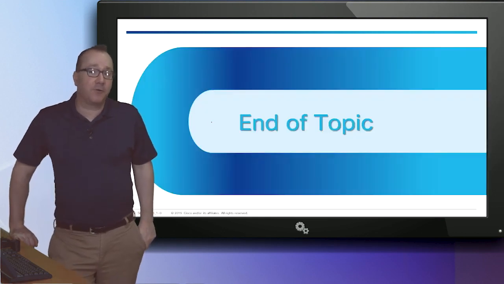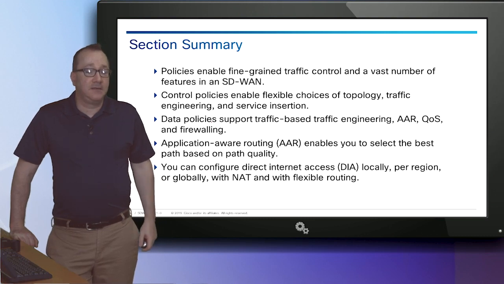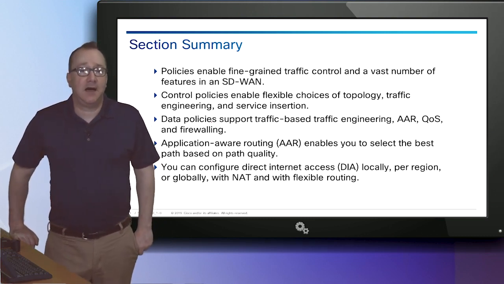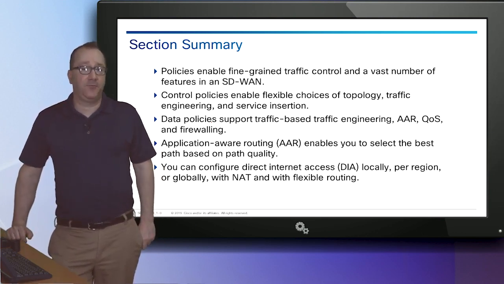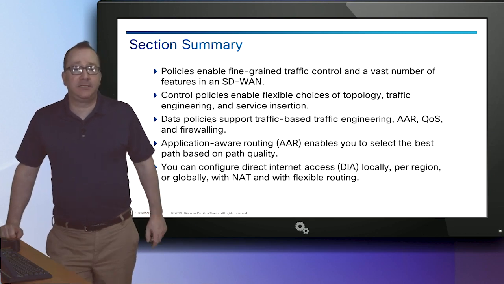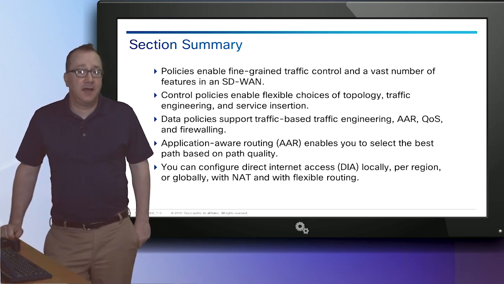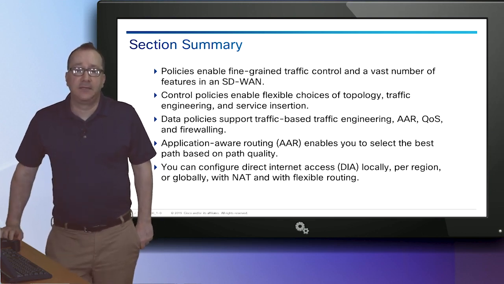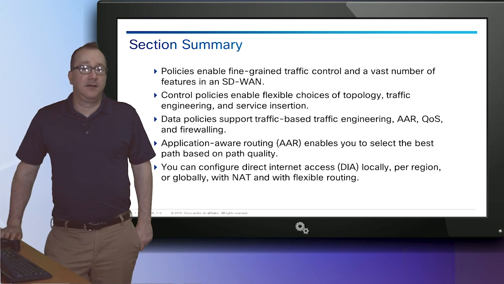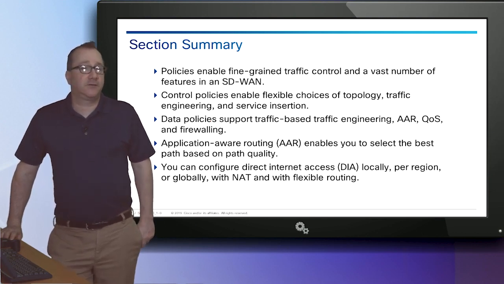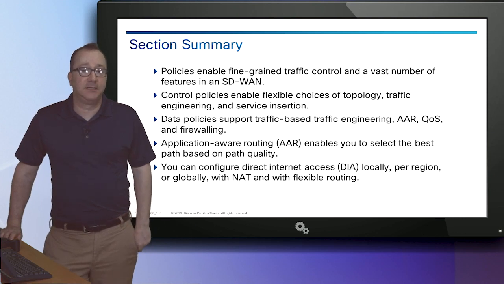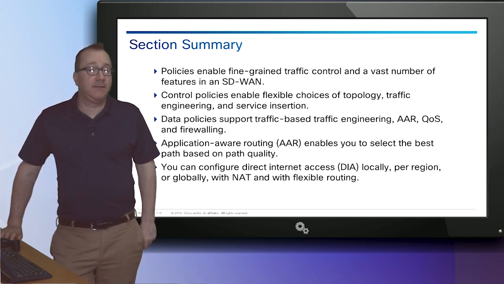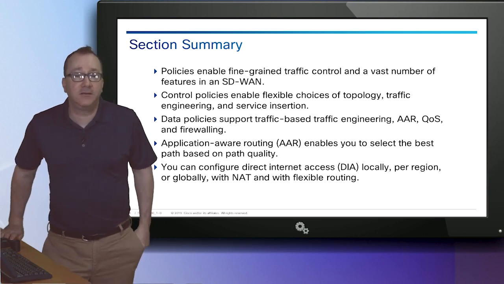And that concludes the section on network address translation. It also concludes the section on policies. Remember, policies are going to define fine-grained traffic control and a vast number of features in an SD-WAN. We can enable flexible choices of topology, traffic engineering, and service insertion. We also support traffic-based traffic engineering, policing and shaping, automatic application-aware routing, quality of service, and adding stateful or stateless firewalls. We also select the best path based on path quality using a set of metrics, and you can configure direct access locally, per region, or globally with network address translation or with flexible routing.